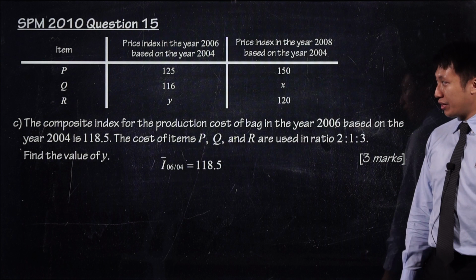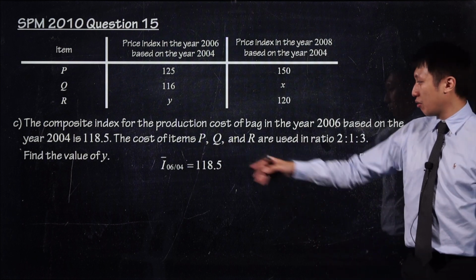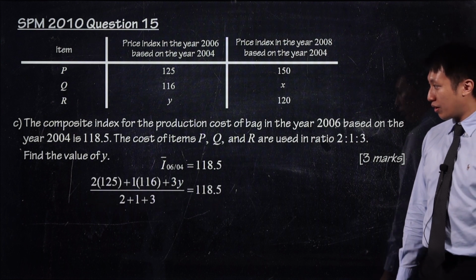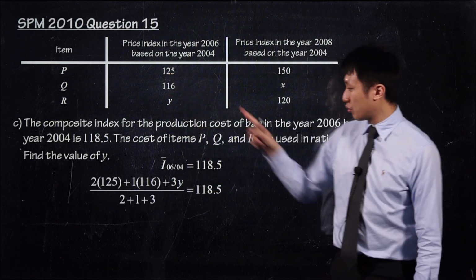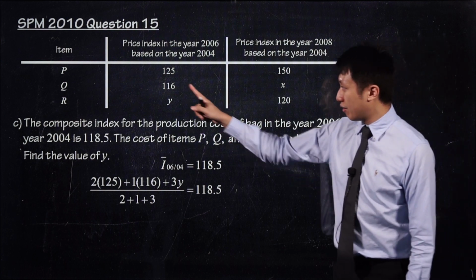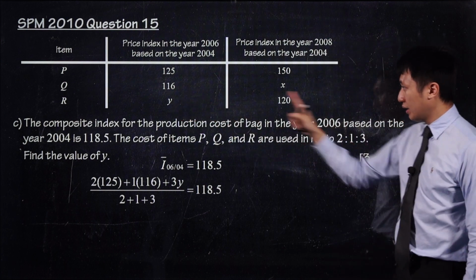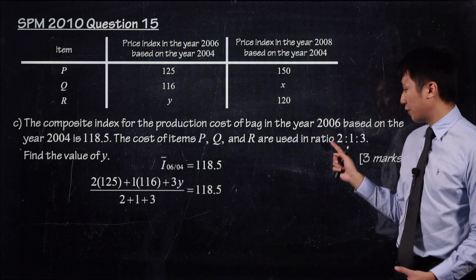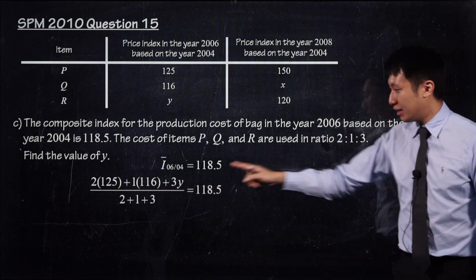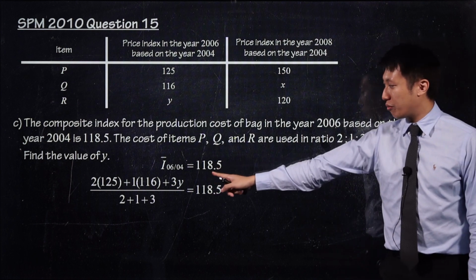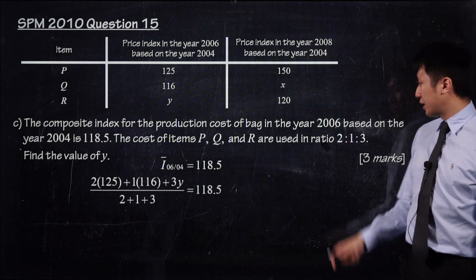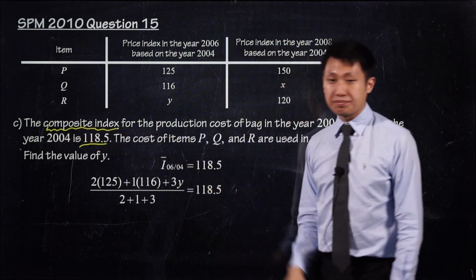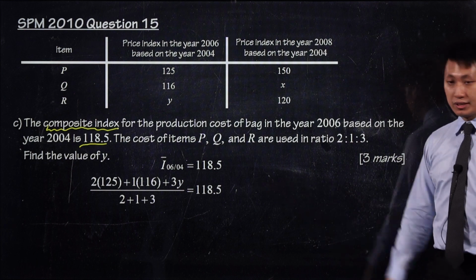So now what you can do, this is 118.5. You have 125 multiplied by 2, then 116 multiplied by 1, and Y multiplied by 3, divided by the total of the weightage. 2 plus 1 plus 3 is 6, equals 118.5, because this 118.5 is the composite index. Hence you just solve for it.